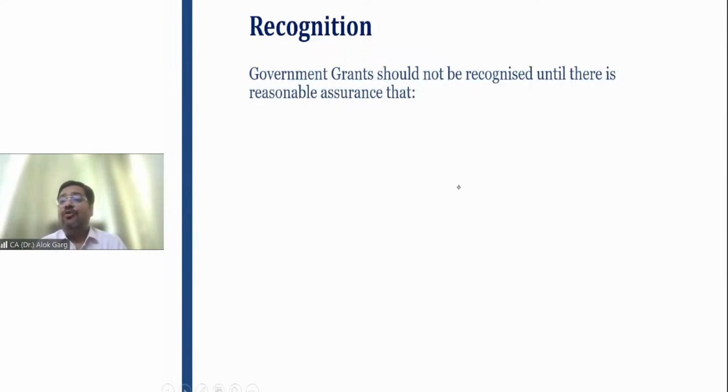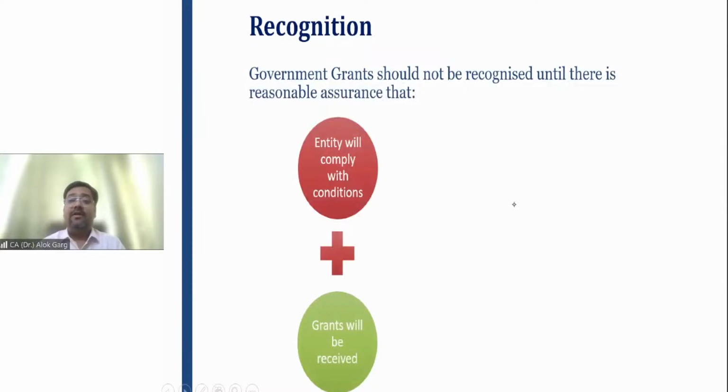So a government grant should not be recognized until there is reasonable assurance that the entity will comply with the conditions and the grants will be received. In this case, the grant has already been received, but you need to check whether the entity will comply with the condition. Let me give you an example. The government has given a grant to the entity to the tune of 1 crore rupees, right? Upfront grant.